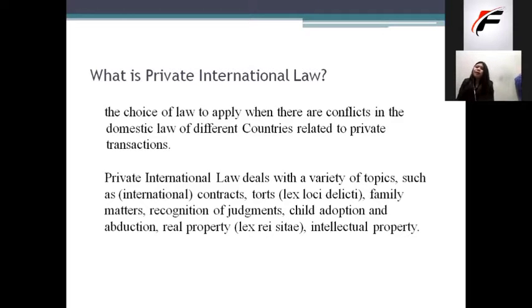The example is like when a citizen of A country marries a citizen of B country, where the marriage shall have been administered, if they're divorced under A country, it is valid under B country law. It is like that.